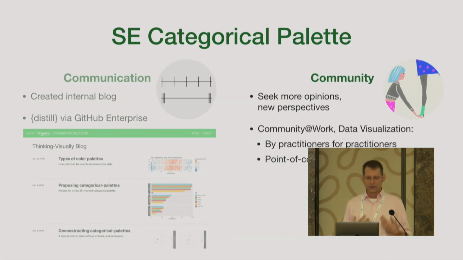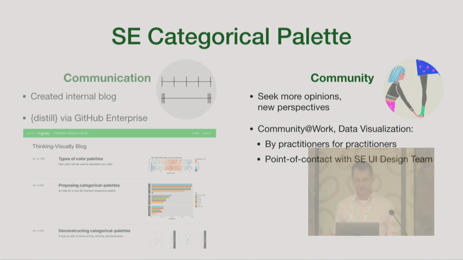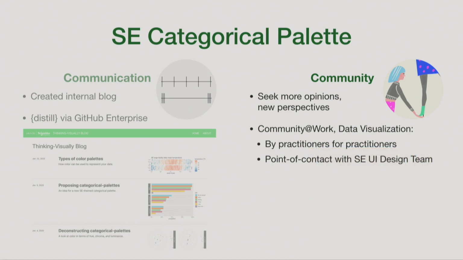And then finally, once we get the ideas out there, we need to seek more opinions and get new perspectives. So we're building this thing at Schneider Electric. Our term of art at Schneider Electric is a community at work. And the idea is we want it to be by practitioners for practitioners. We don't care what tool you use, we know that we're going to be using all different tools, but if we can meet and discuss what we think about when we create a visualization, this can be a useful thing.